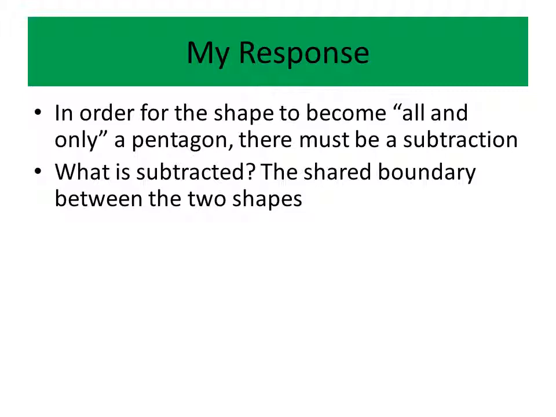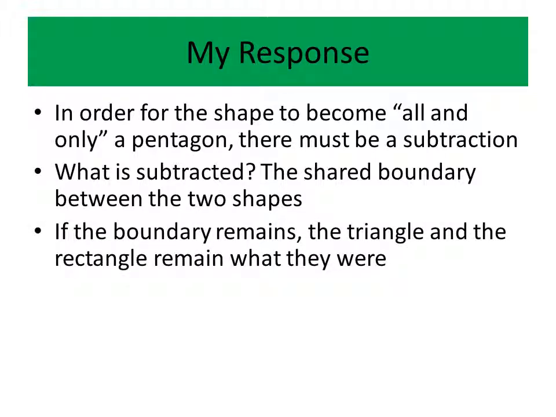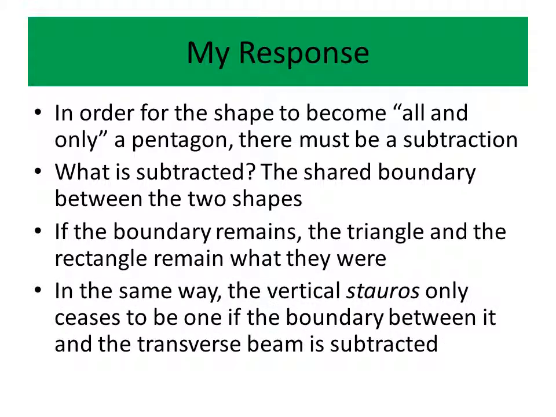But if the boundary remains, the triangle and the rectangle are still there. It's just that they're kind of connected, and you can see a pentagon kind of being derived from the two put together. In the same way, your basic Staros only ceases to be an upright stake if the boundary between it and any cross piece that's attached to it is subtracted out of it.